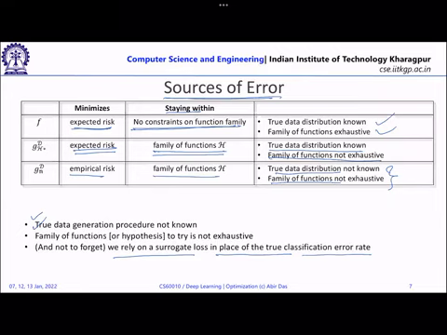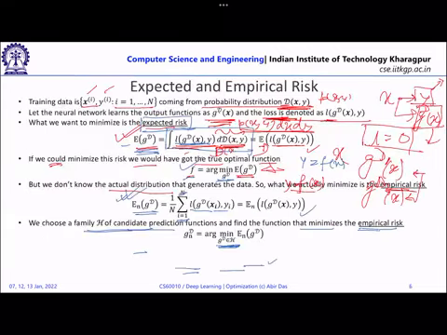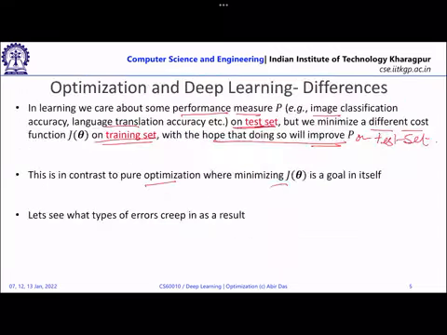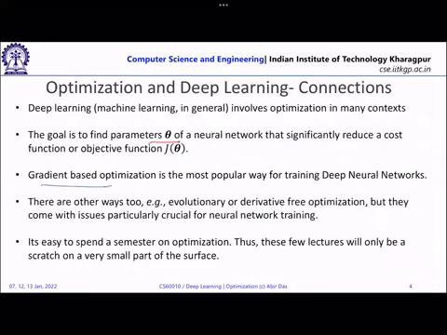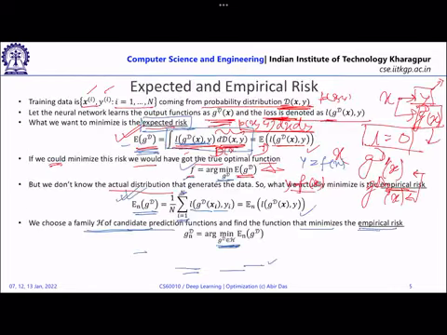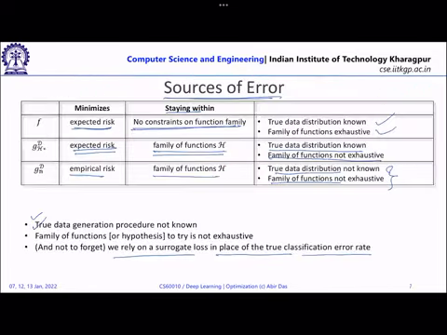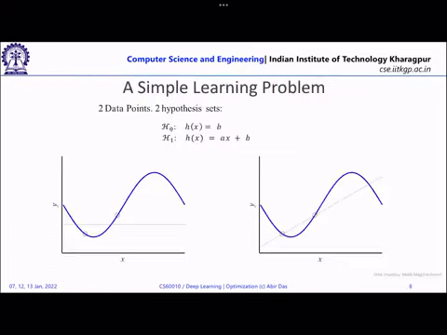We have said in the first slide that gradient based optimization is the most popular way. This is where evolutionary or derivative free optimization comes into the picture, but we will not go into that. So let me stop for some questions, and I'll take 5 more minutes, because I thought of covering a lot more today, but we did not get time.